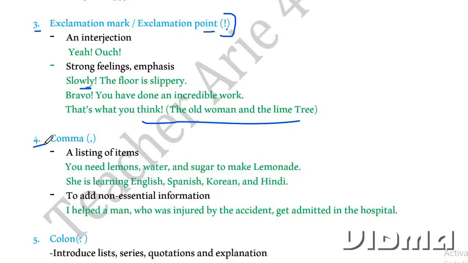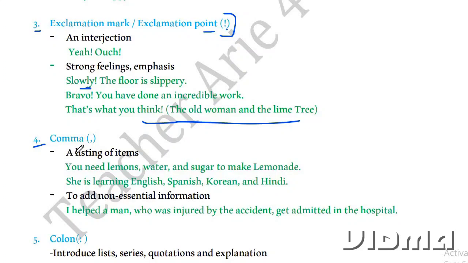punctuation mark number 4, comma. So we use this comma with a listing of items. Example: you need lemons, water, and sugar to make lemonade. Look, you need lemons, comma, water, comma, and sugar to make lemonade. So these lemons, comma, water, comma, sugar, these are the list of items. Next, she is learning English, Spanish, Korean, and Hindi. Oh my gosh, several languages. So these are the list of languages or series of languages. She is learning English, comma, Spanish, comma, Korean, comma, and Hindi.